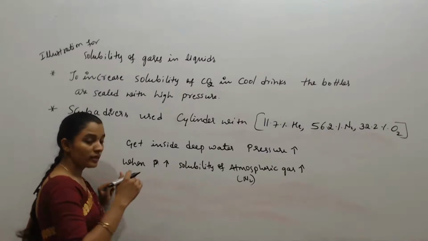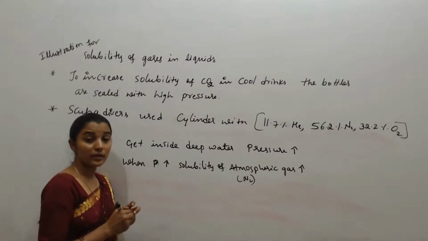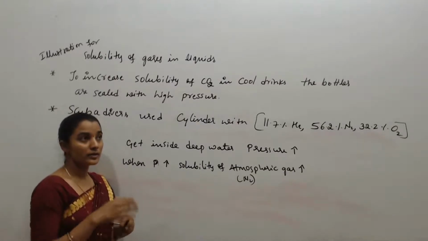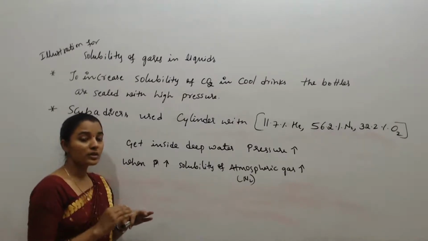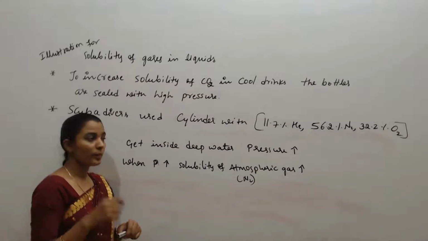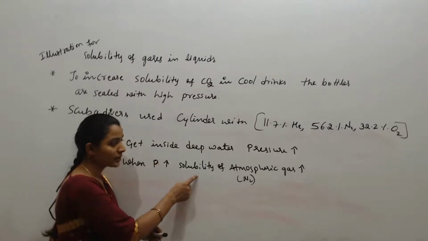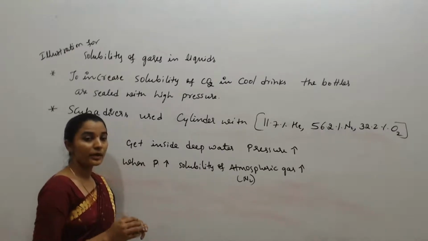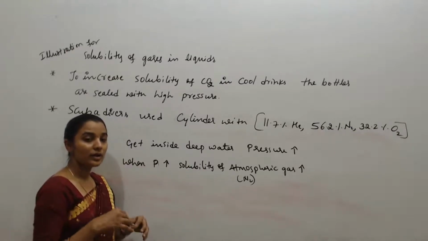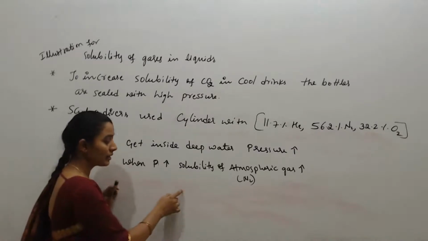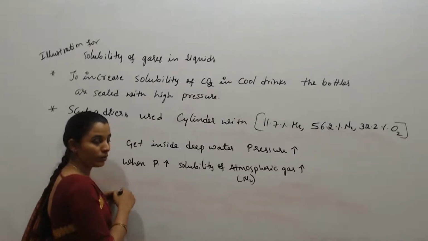Then when they come back towards the surface of the water, the pressure keeps on decreasing. The pressure decreases, then once the pressure decreases, what happens? Solubility also decreases. That means the dissolved gas releases. Okay, once the dissolved gas releases in the blood, what happens?